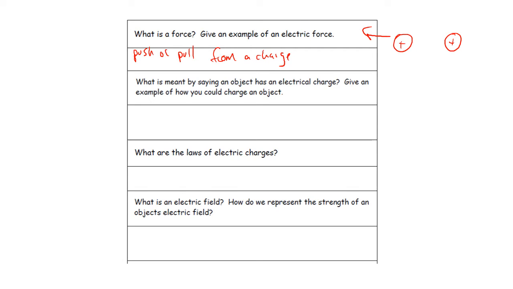What is meant by saying an object has electric charge? It means that your protons don't equal your electrons because one's positive and one's negative. Example, how you could charge an object: rub them together for extra electrons. Ta-da! Friction. Whatever you want to call it.